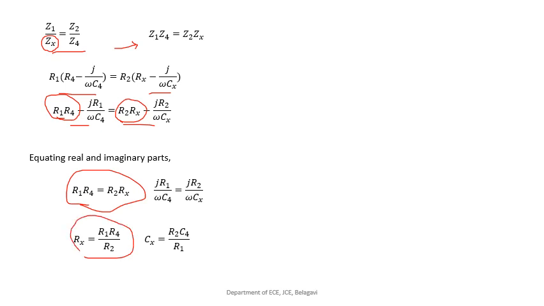So similar to what you just saw here, this is Z3. You cross multiply, then substitute, and evaluate. This is the real part, and this is the relationship. Finally you will get Rx is equal to R1 R4 by R2. Same way, this is for the imaginary part, which gives you Cx.